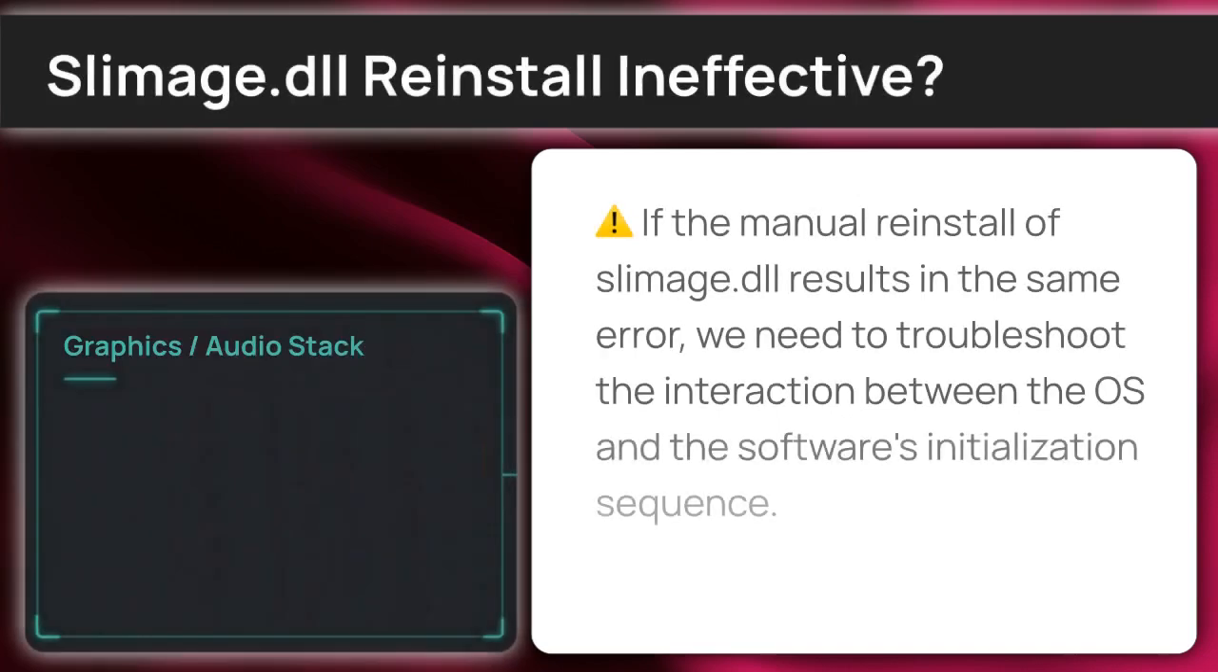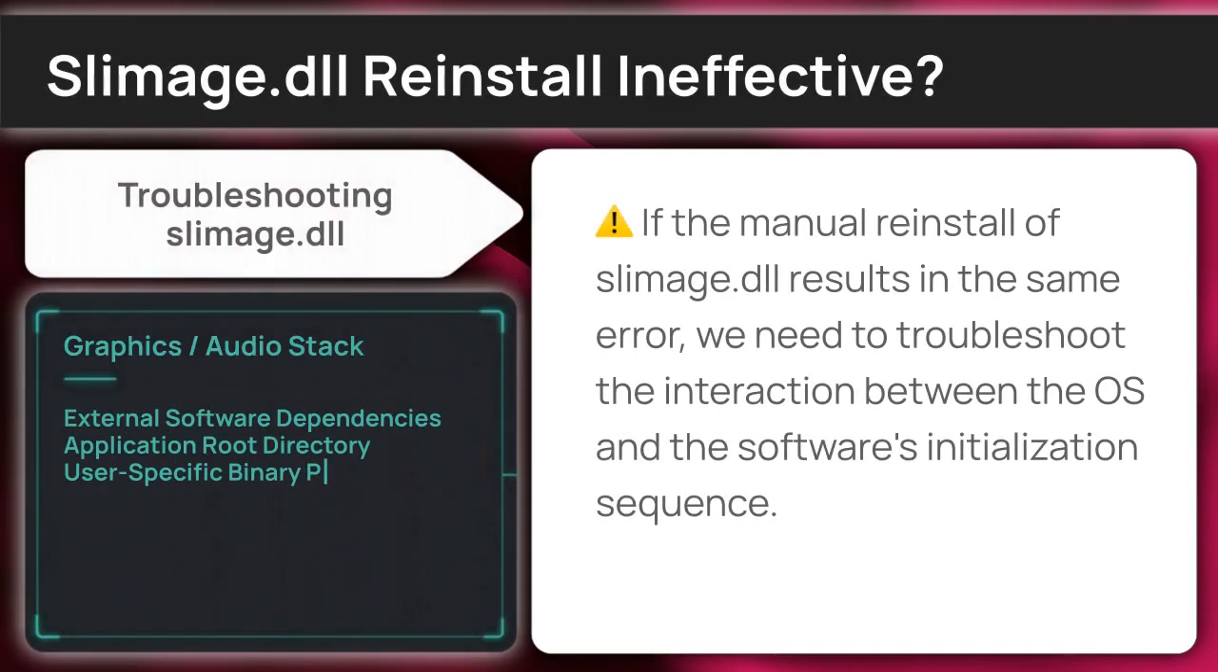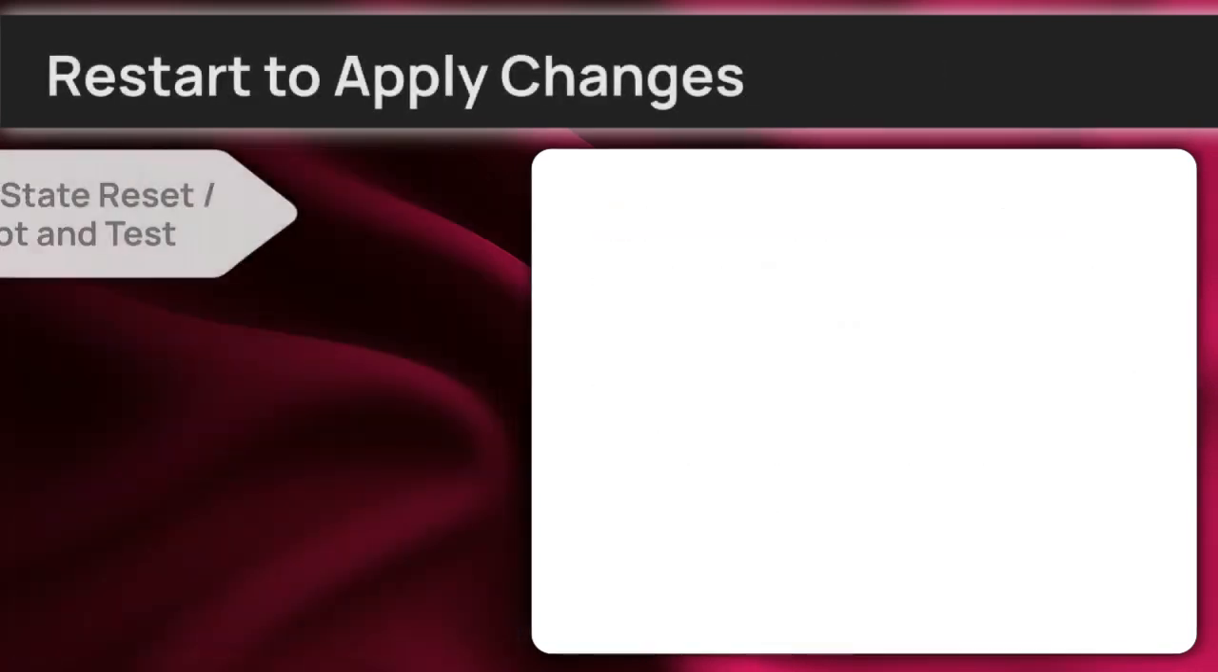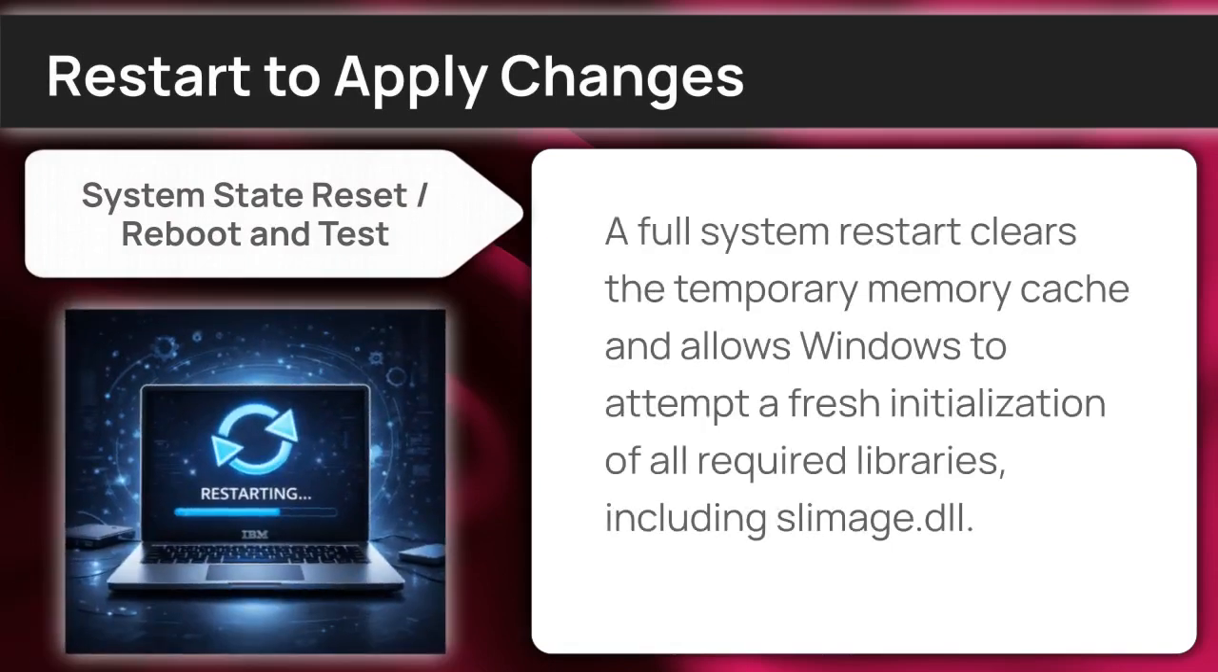In cases where the official installer remains ineffective, we must escalate to a manual review of your system's active runtime state. A full system restart ensures that no background processes are currently locking the SLimage module file. A fresh boot allows Windows to reinitialize its library map from a clean state.